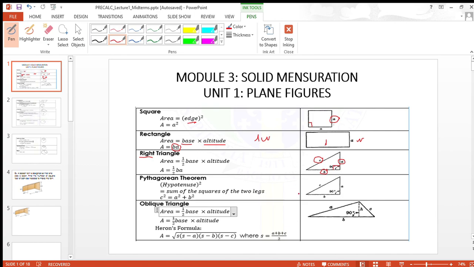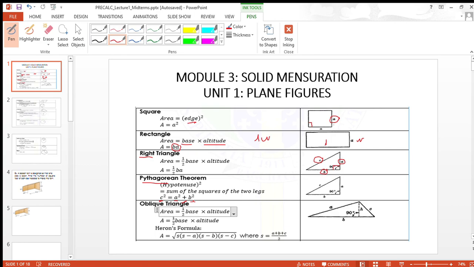And then if we want to compute for the sides, we have what we call our Pythagorean theorem. Remember, the Pythagorean theorem will only work for right triangles, wherein the square of the hypotenuse is equal to the sum of the squares of the legs.